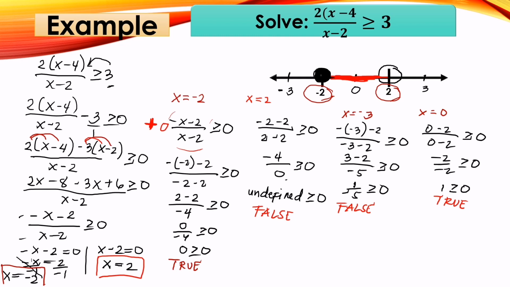How about the last interval? For example, this is 3. So, x is equal to 3. Magiging negative 3 minus 2 over 3 minus 2 is greater than or equal to 0. So, magiging negative 5 over 1 is greater than or equal to 0. So, negative 5 divided by positive 1 is negative 5, greater than or equal to 0? So, it means this is false. So, greater than 2 is not included.